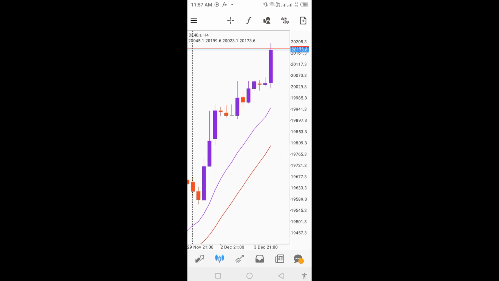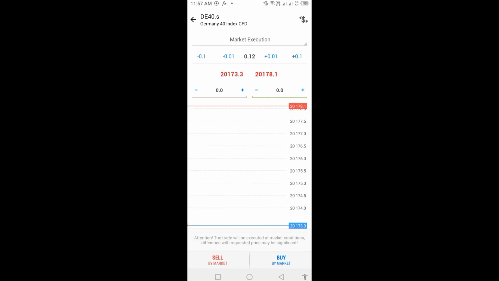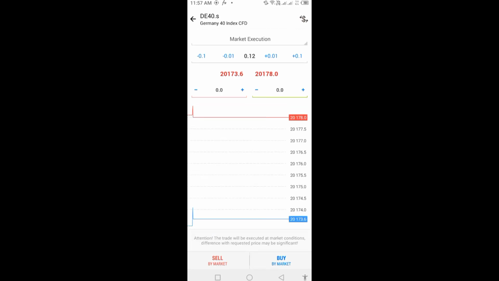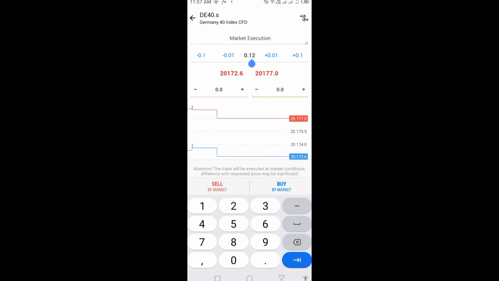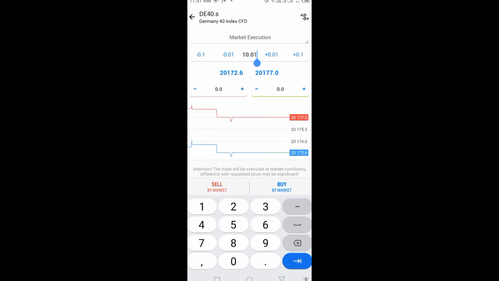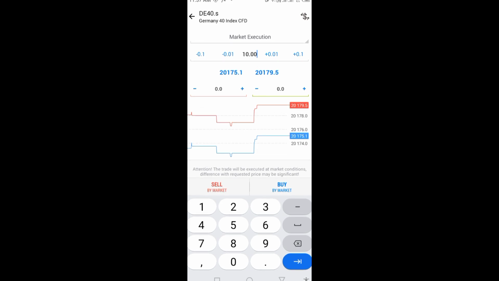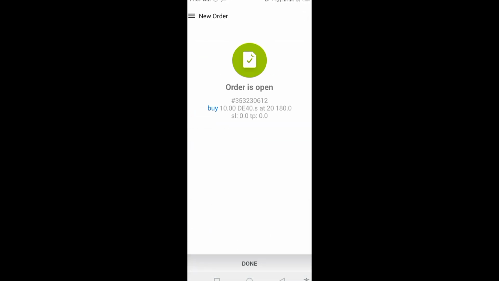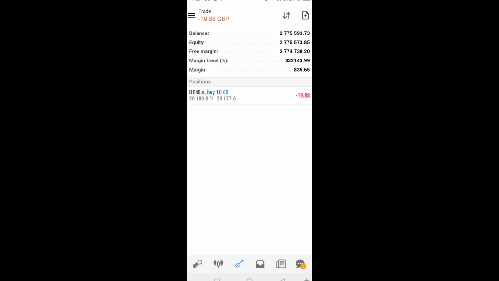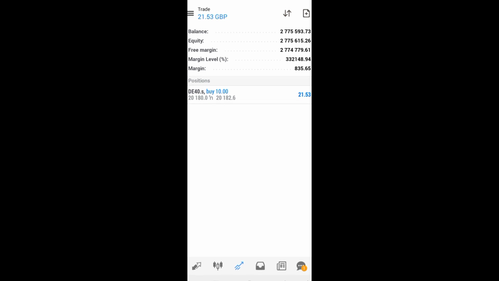So let's go to the markets and try to put a position. Let's say we take a trade on this German 30 or German 40 index, and let's use a good lot size, like a 10 lot size. After using a 10 lot size, we decided to buy. After buying, as you can see, we are currently on a loss. And whenever you buy, the market has to go above the point you bought.